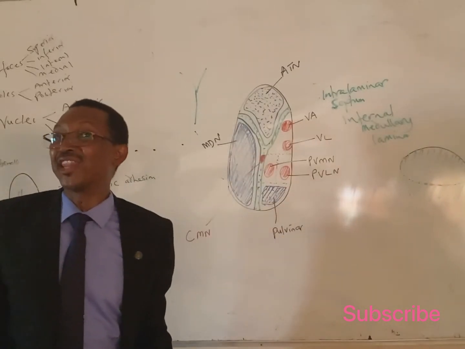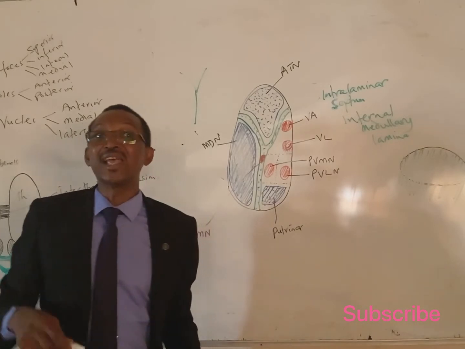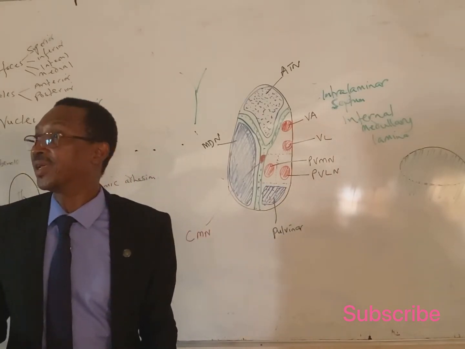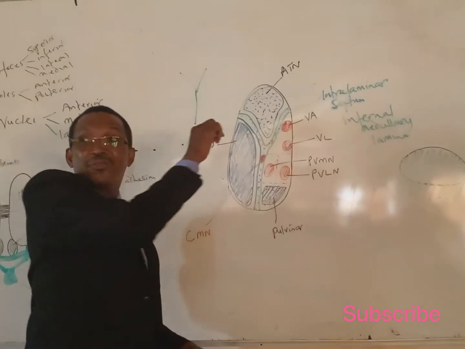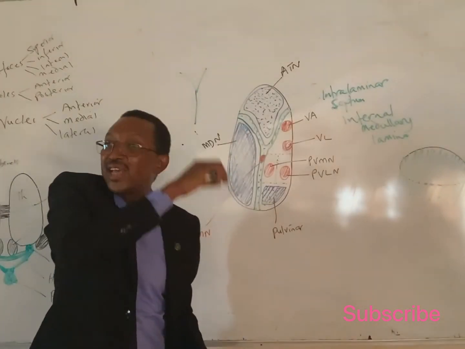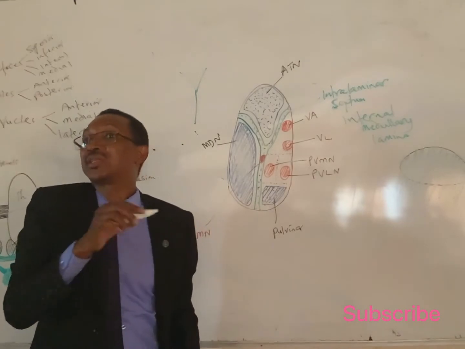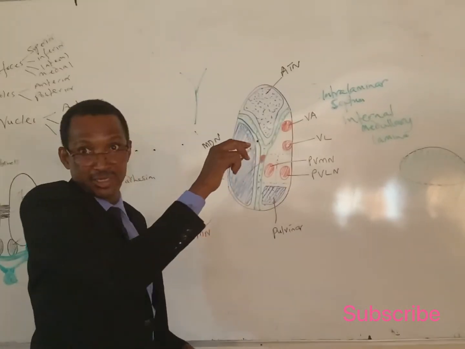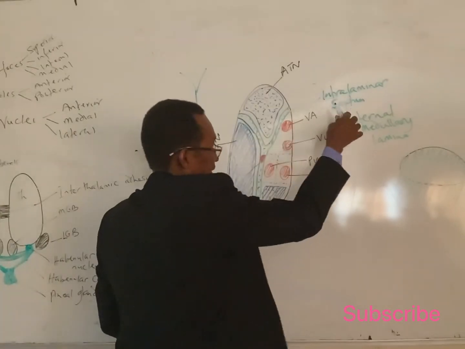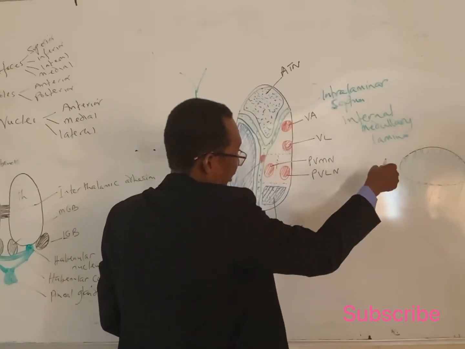That means there is another one outside, known as external medullary lamina. Are you clear? So this is a septum dividing the inside of each of the thalamus into 3 parts in form of figure Y. You get it? So it is called intralaminar septum or internal medullary lamina.